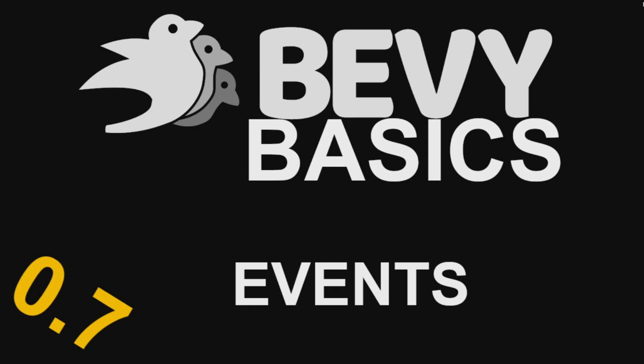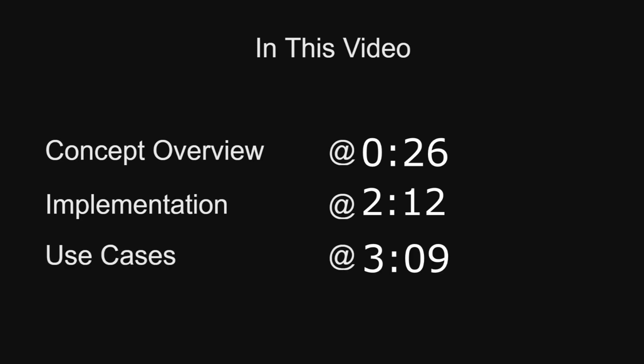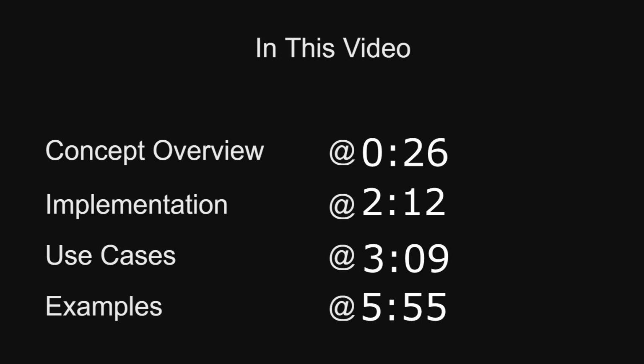In this episode, we'll be covering events, starting with the concept overview of what events are and how you would use them in your game. Then the implementation that Bevy takes for adding events to its engine, the use cases for events specifically in Bevy, and some practical examples of where you would use events. Timestamps for each of these sections are currently displayed on the screen and can be found linked in the description.